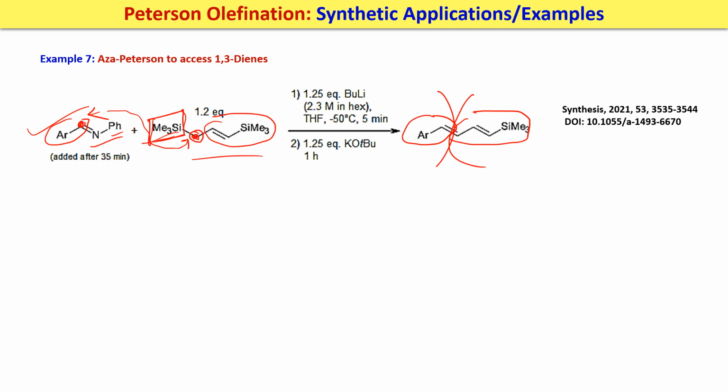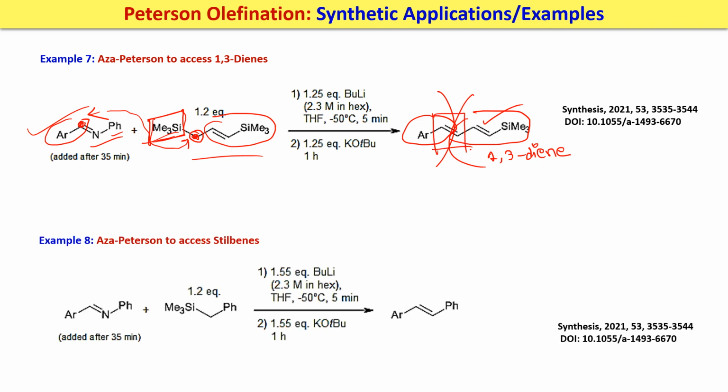But whatever it is, the final compound is 1,3-diene. So from this reaction we can generate 1,3-diene. This double bond was already present in one of the reaction partners, and this is our newly generated CC double bond.